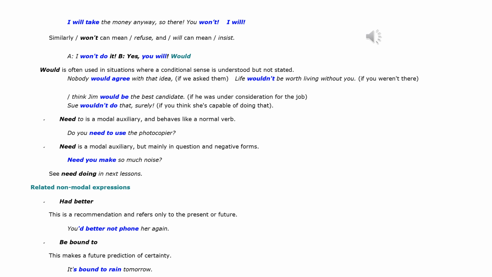Would. Would is often used in situations where a conditional sense is understood but not stated. Nobody would agree with that idea, if we asked them. Life wouldn't be worth living without you.